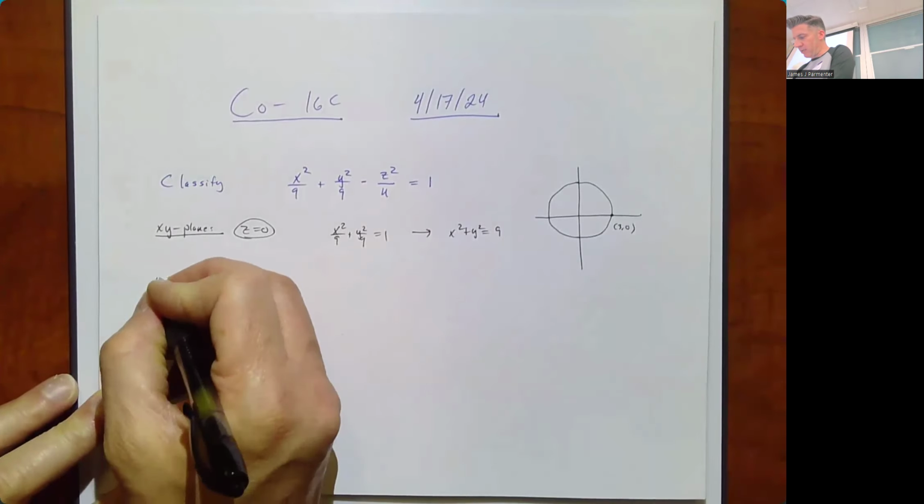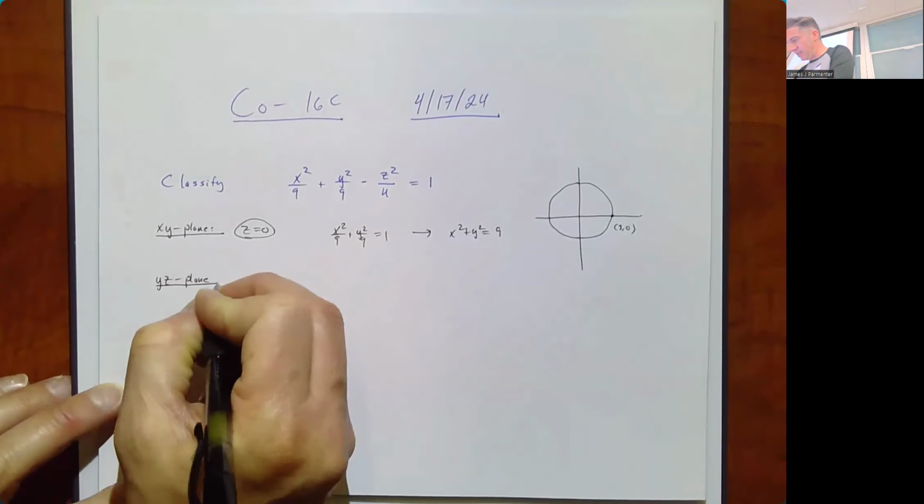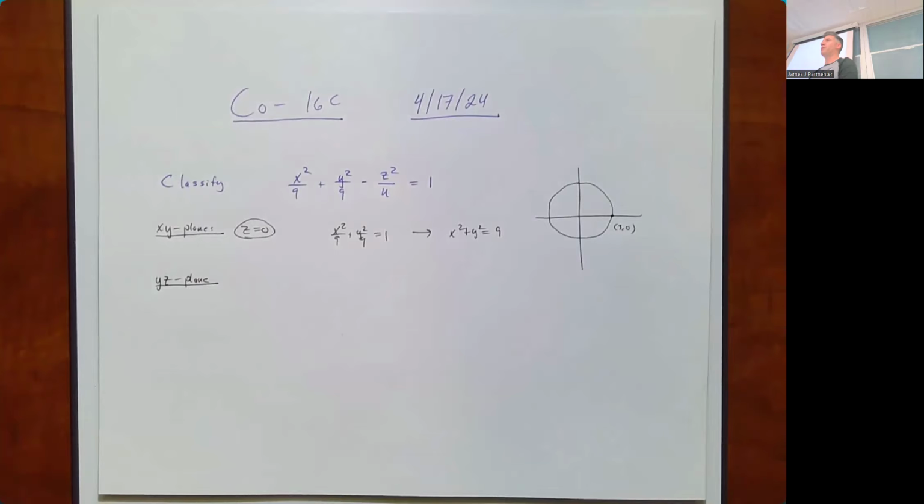Let's look in the YZ plane. The only reason I might look in the YZ plane before the XZ plane, although I'm going to look in both, is because when I draw the YZ plane and try to draw the three-dimensional surface, I know it's going to look like the flat plane on the piece of paper.